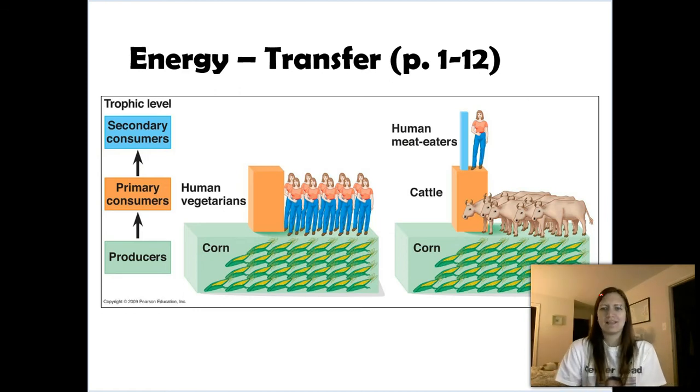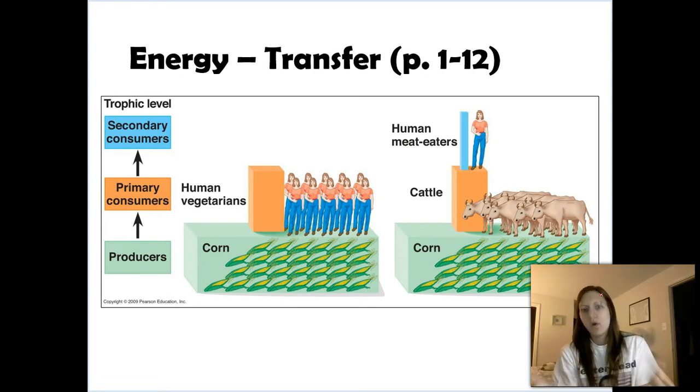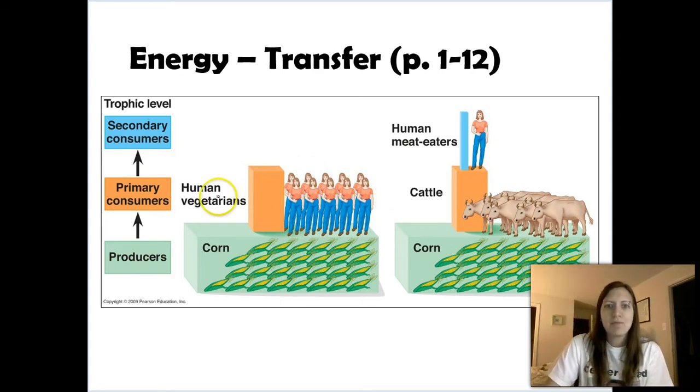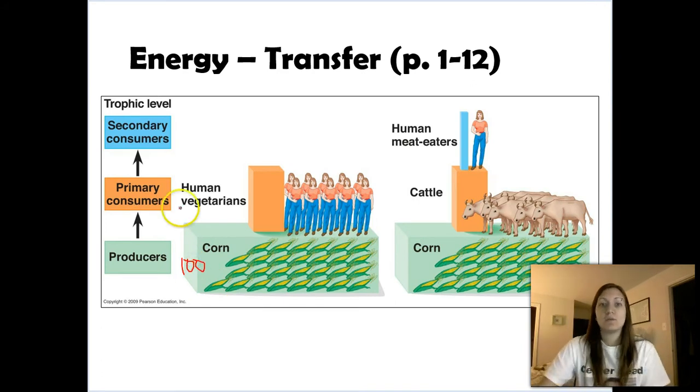Let's take a quick second at this. Where do we see more humans? Do we see more humans on the vegetarian side, or do we see more humans on the meat eater side? Hopefully you noticed there's a lot more here on the vegetarian side. Again, think about that energy. We could say there's 100 calories in all of this corn, which means 10 calories available here. Same scenario here, 100 calories in corn, 10 go to the cattle, only 1 calorie left for humans.